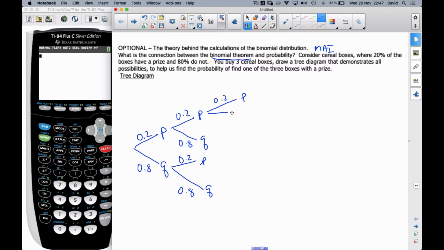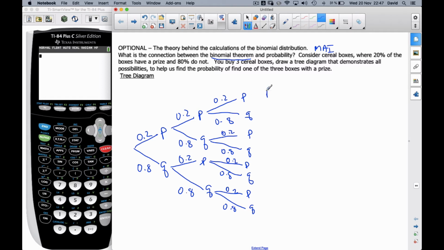0.2, Q, 0.8, P, Q. This is 0.2, 0.8, P, Q, P, and Q. 0.2, 0.8, 0.2, 0.8.